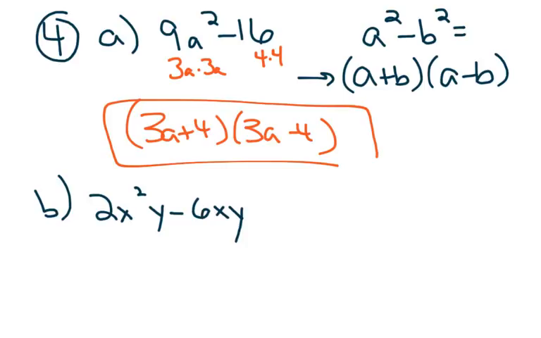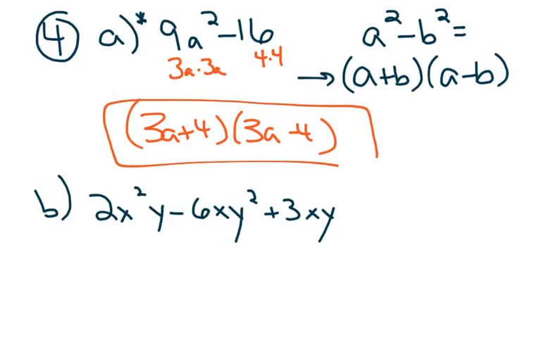When you're factoring, you should always look first for greatest common factors. Now, I didn't look for greatest common factor up here, but it doesn't matter. 9 is an odd number, 16 is an even number. They don't have a greatest common factor.